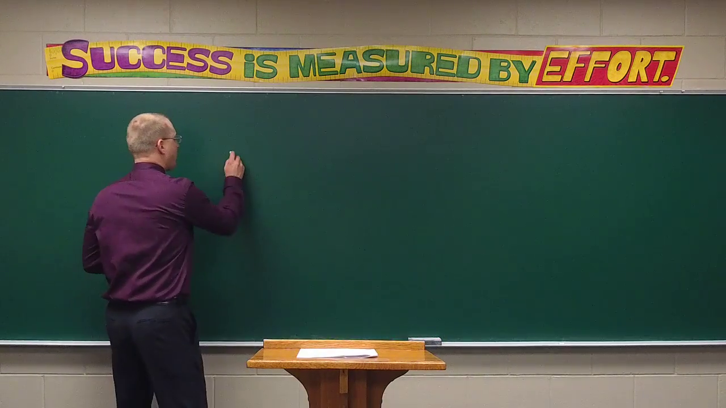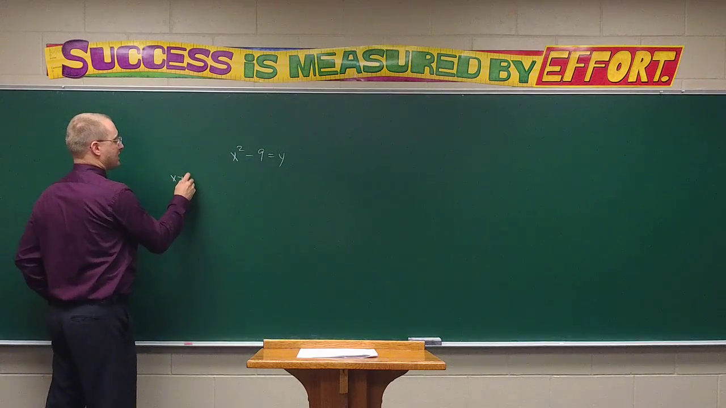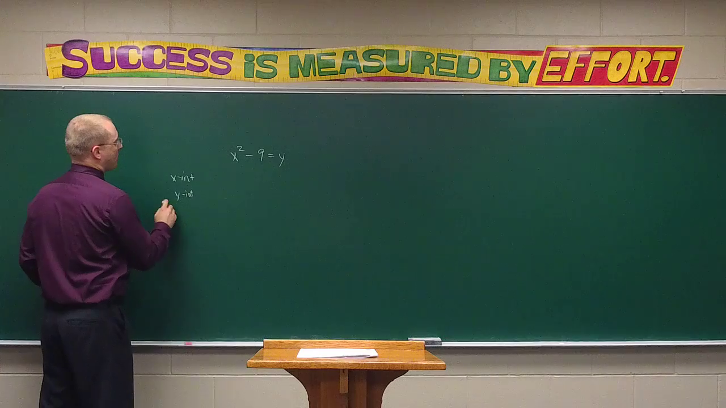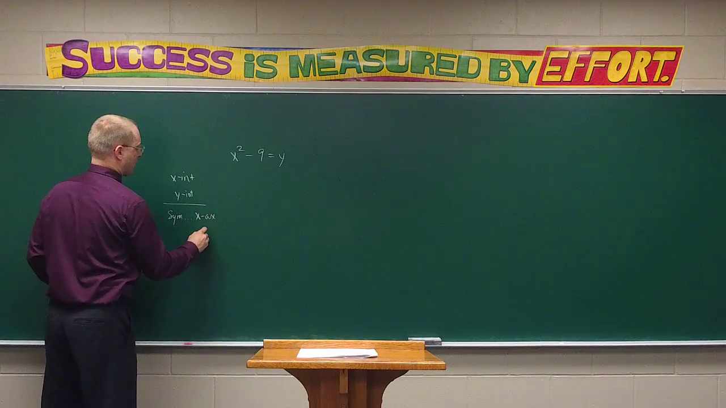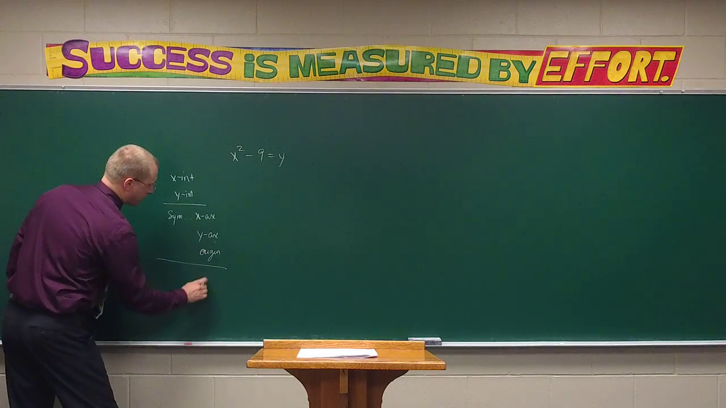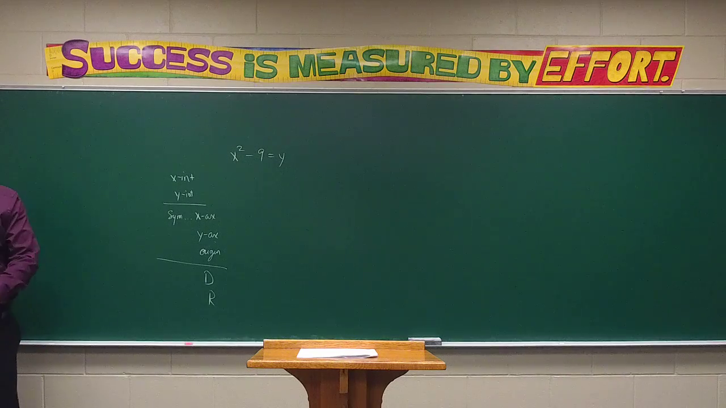So for instance, if we had x squared minus 9 is equal to y, and we wanted to find the x and y intercepts, we wanted to determine symmetry to either the x-axis, the y-axis, or the origin, and we wanted to find the domain and the range. Talk me through this, Quentin.